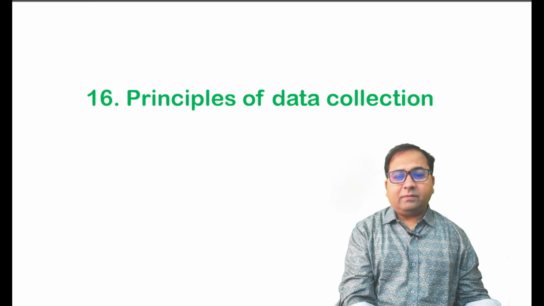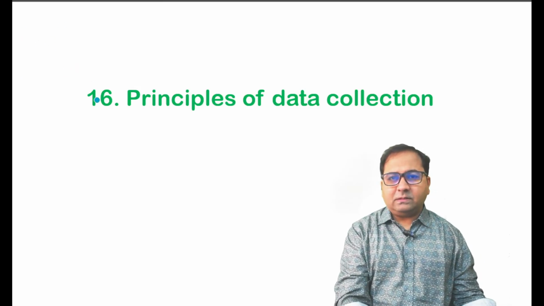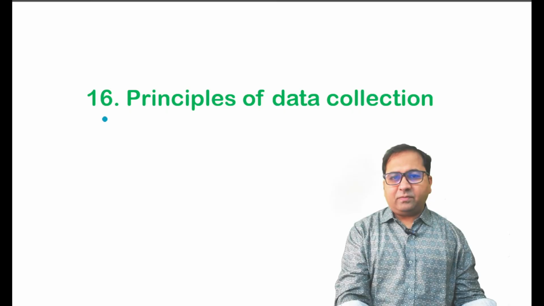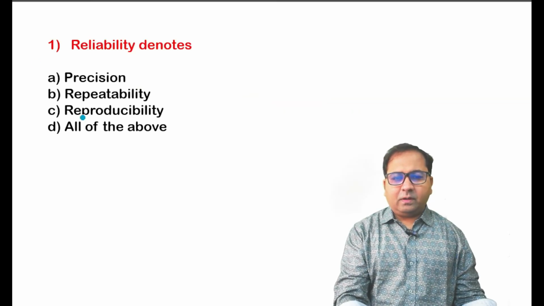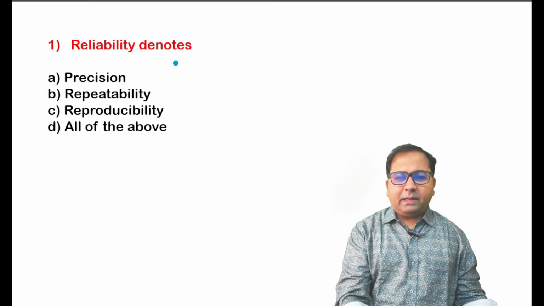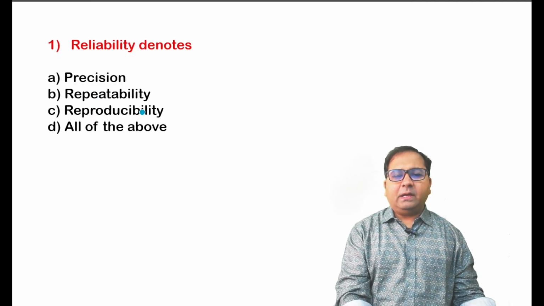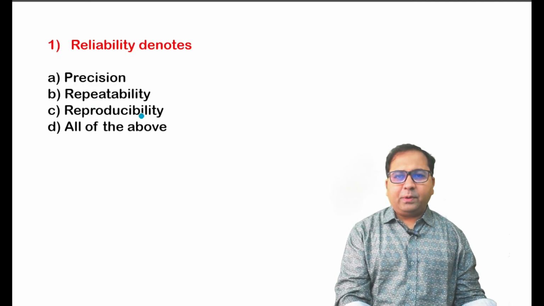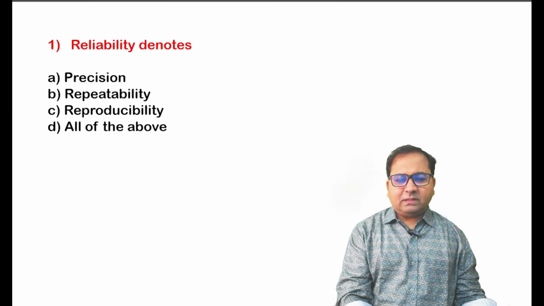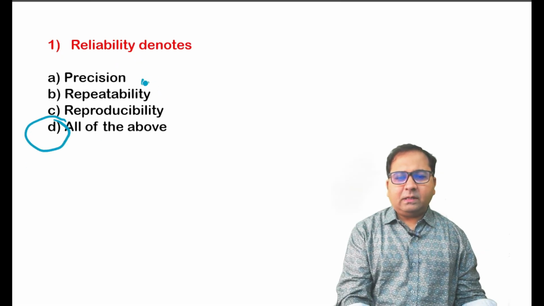Now, let us start with our next chapter, that is chapter number 16, Principles of Data Collection. We will see the first question. Reliability denotes what? The options they gave are A. Precision, B. Repeatability, C. Reproducibility, or D. All of the above. So, among the options given, the answer for this is D. All of the above. Reliability denotes all: precision, repeatability, reproducibility.